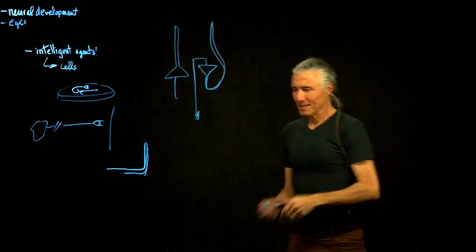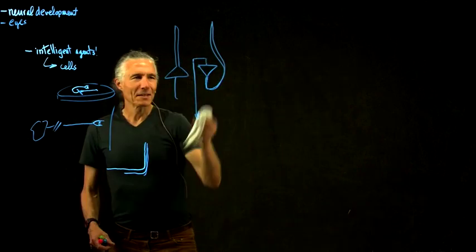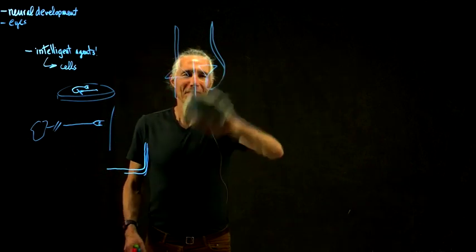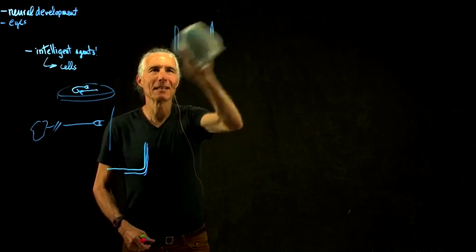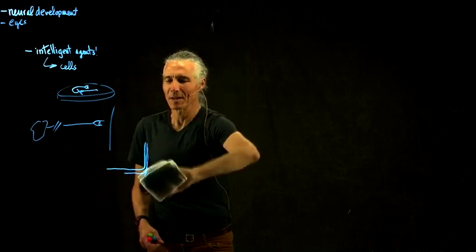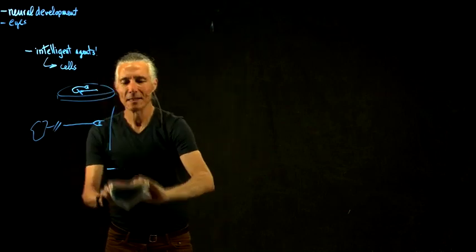So you can see that guy got sort of upside down, but he fixed himself. A little intelligent agent fixed himself by communicating with its neighbors.